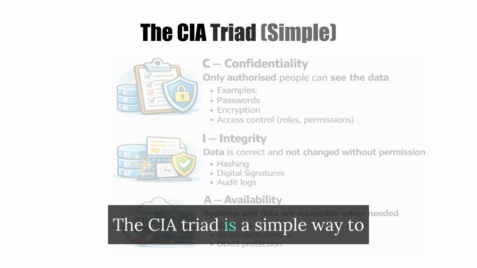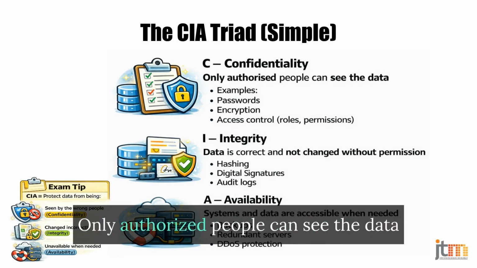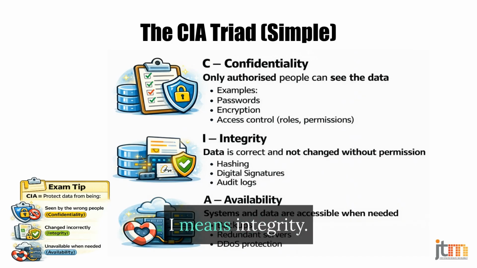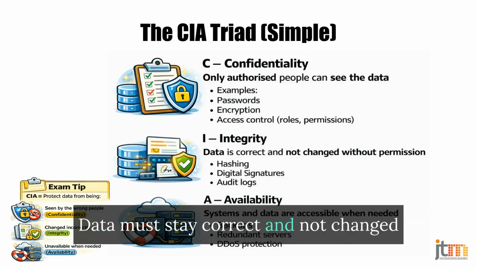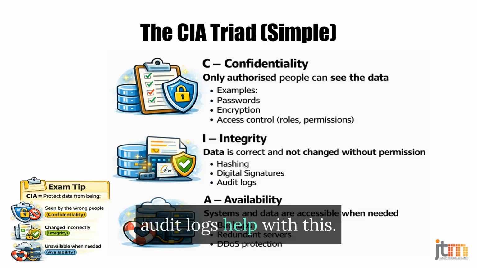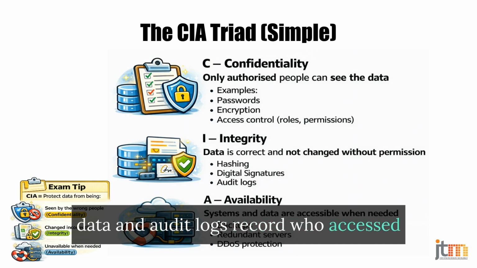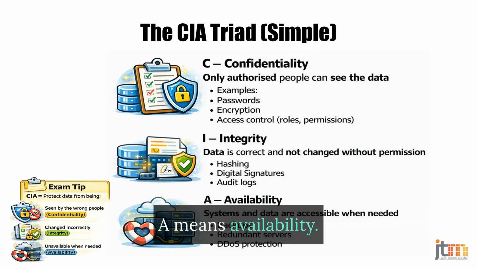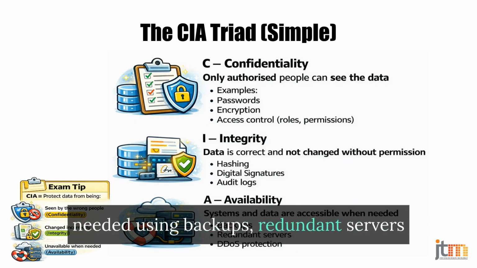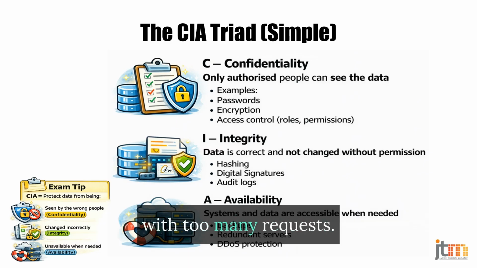The CIA triad is a simple way to understand cloud security. C means confidentiality. Only authorized people can see the data, using passwords, encryption, and access control. I means integrity. Data must stay correct and not changed without permission. Tools like hashing, digital signatures, and audit logs help with this. Hashing creates a digital fingerprint of data, and audit logs record who accessed or changed the system. A means availability. Systems and data must be accessible when needed, using backups, redundant servers, and DDoS protection, which prevents attackers from overwhelming the system with too many requests.